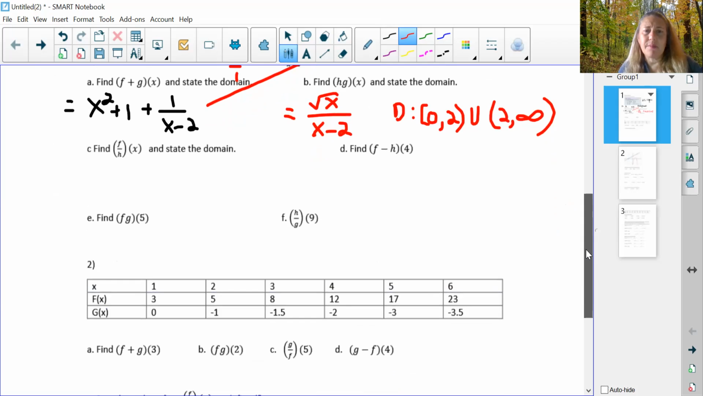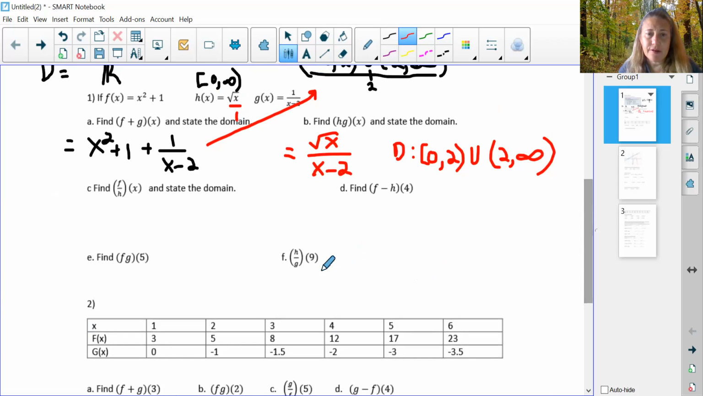And when it comes to some of these other exercises like h of g of 9, what I could do is I could either find the function h of x divided by g of x first and then plug in 9, or I could simply do h of 9 divided by g of 9, right? Whichever is easier.